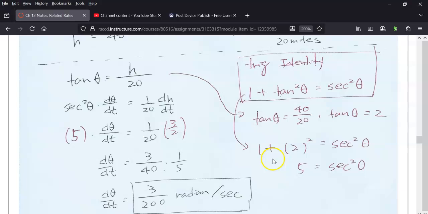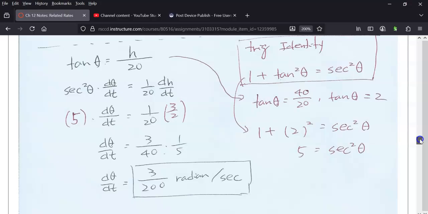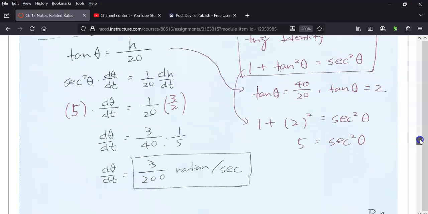We kind of have to do this on the side here. Now we know this is 5. Once we know this is 5, d theta/dt is not that hard to find. We just need to use some algebra. So we can conclude that d theta/dt is 3 over 200 radians per second.